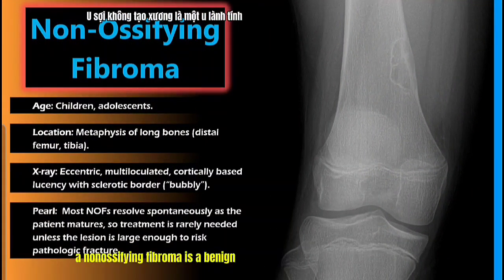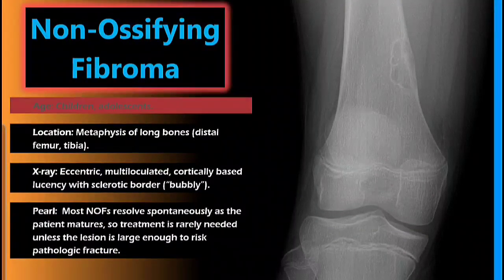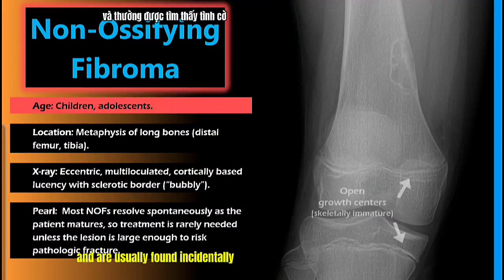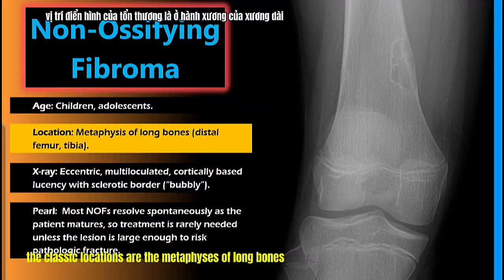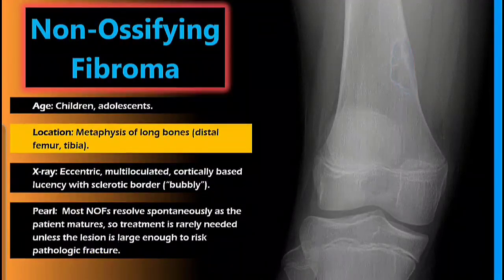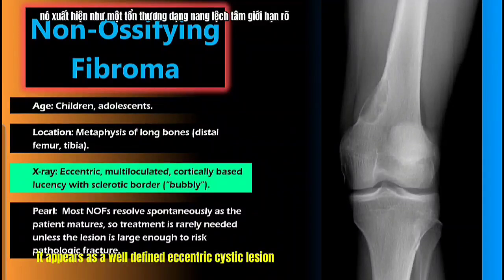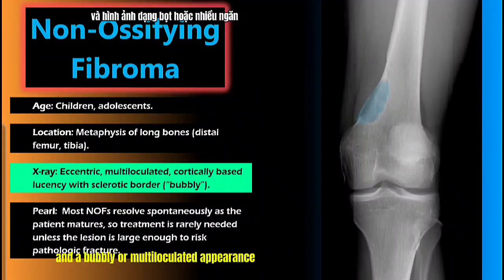A non-ossifying fibroma is a benign self-limiting fibrous lesion. These are typically seen in children and adolescents and are usually found incidentally. Classic locations are the metaphysis of long bones, especially in the distal femur and distal tibia. On X-ray, it appears as a well-defined eccentric lytic lesion. It has thin sclerotic margins and a bubbly or multiloculated appearance.